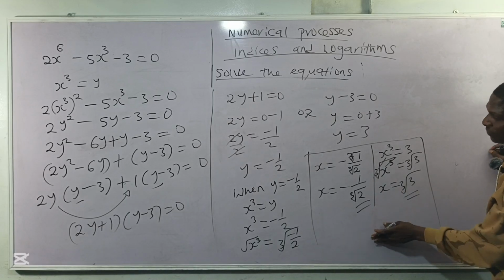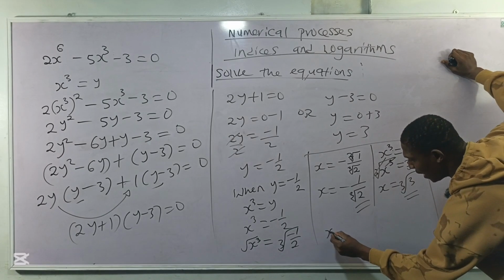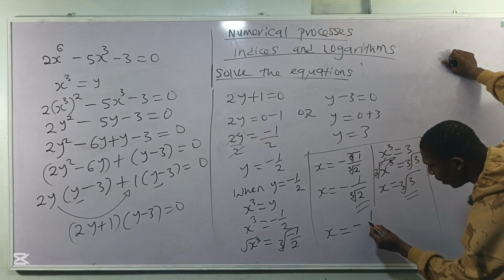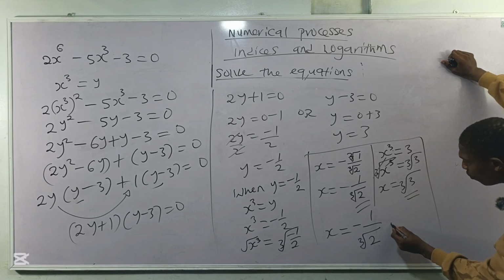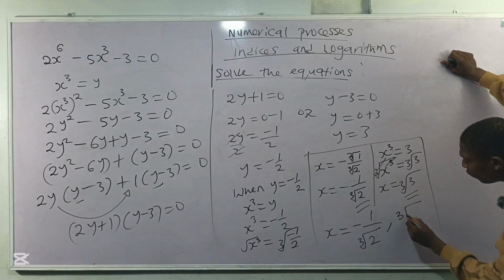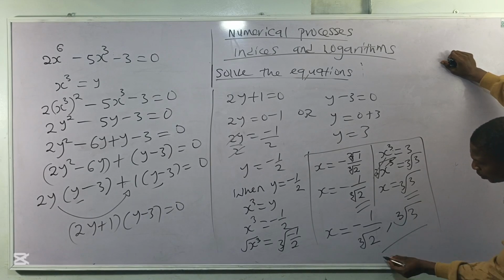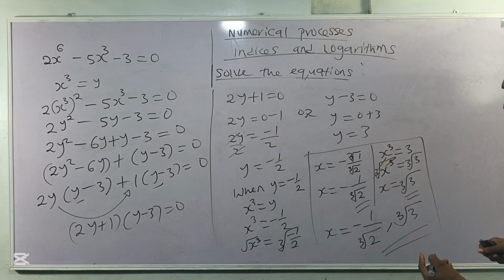Therefore, the values that satisfy this equation are x equal minus 1 all over the cube root of 2, comma, and the cube root of 3. So these are the two values that satisfy this equation.